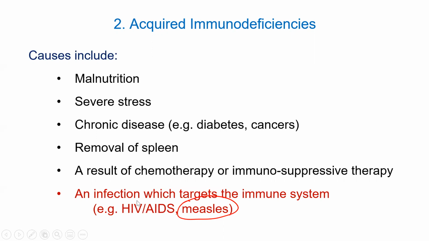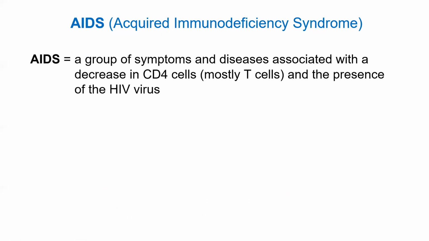So let's talk about HIV and AIDS. We did a little bit already, and we want to focus a little bit more on the AIDS part today rather than the virus part in terms of what is going on. So what is AIDS? AIDS stands for Acquired Immunodeficiency Syndrome, and there is a clinical definition of AIDS, and this is kind of it here. So you can see it's this group of symptoms and diseases associated with a decreased amount of CD4 cells. So CD4 cells are actually a certain type of T lymphocyte, and the presence of the HIV virus.